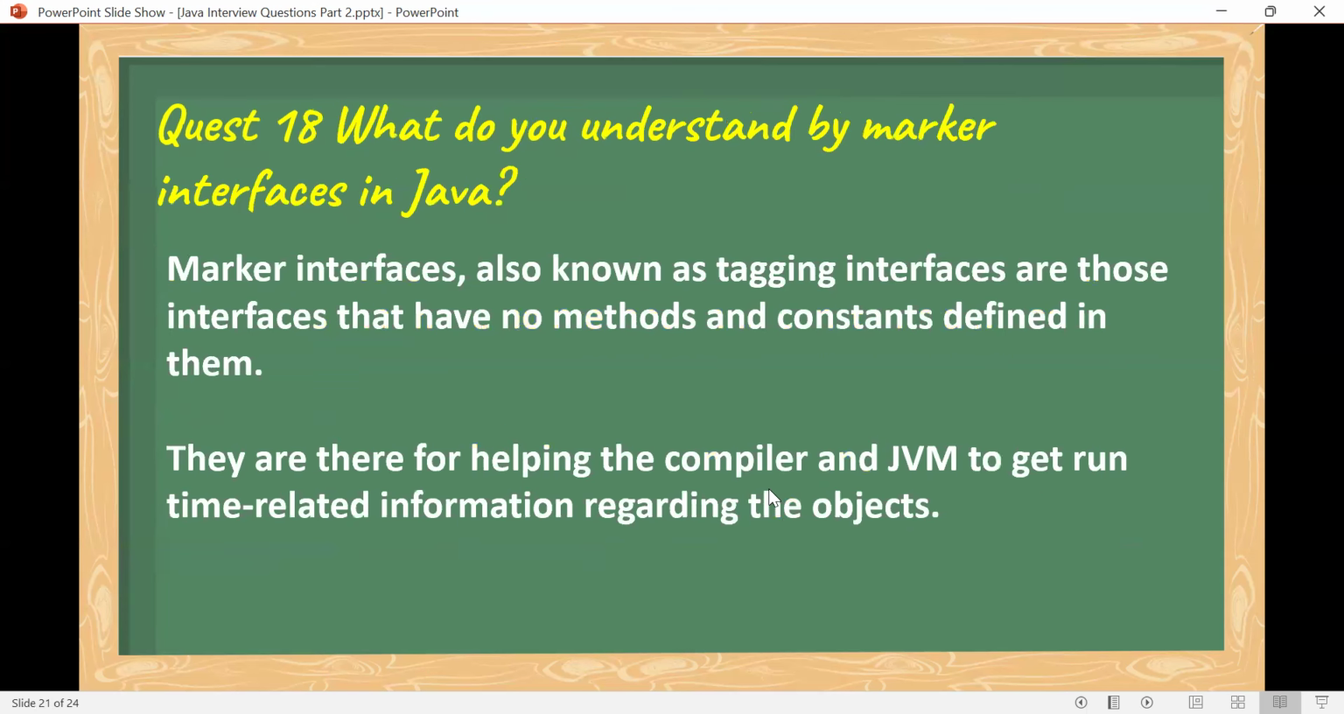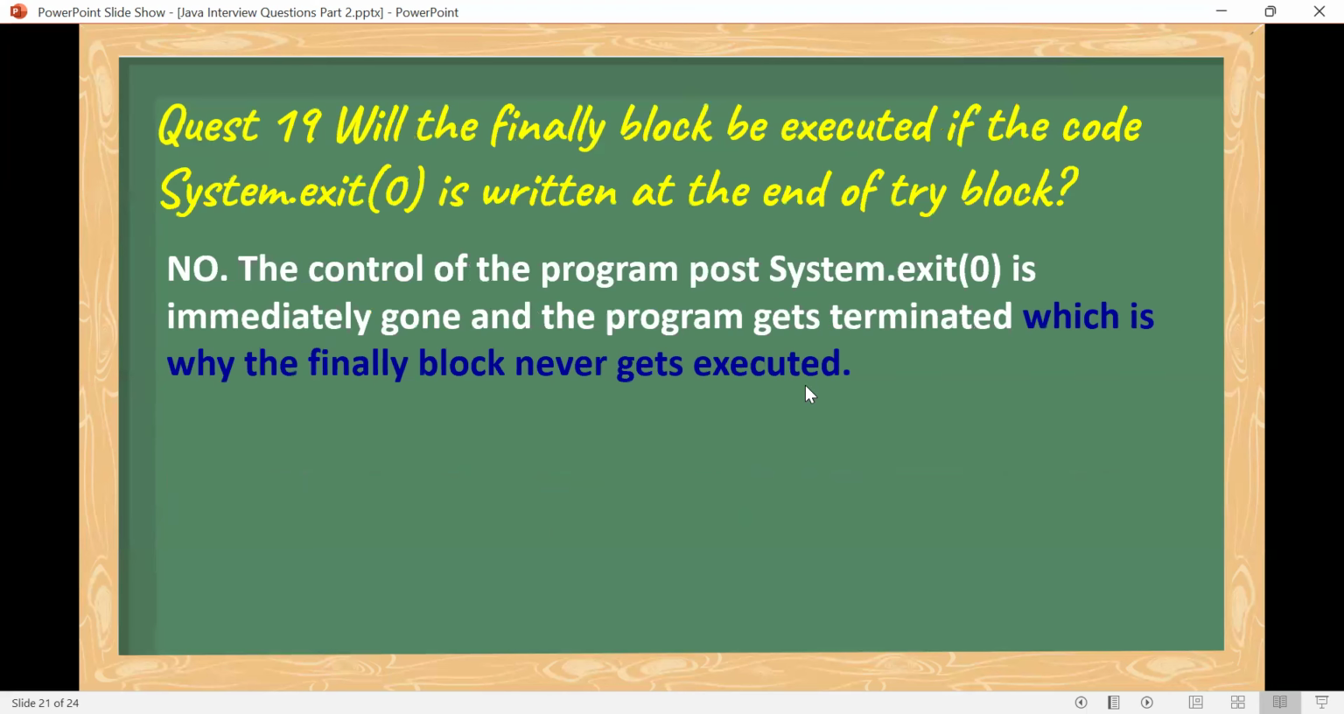What do you understand by the marker interface? A marker interface, also known as a tagging interface, is an interface that has no methods or constants defined in it. They are there to help the compiler and JVM get run time information regarding the object, and they present a specific behavior. Like we have the Serializable interface, that is a marker interface, and also Comparable and Cloneable interfaces. So these interfaces indicate that the JVM is going to treat them in a specific manner for a specific purpose.